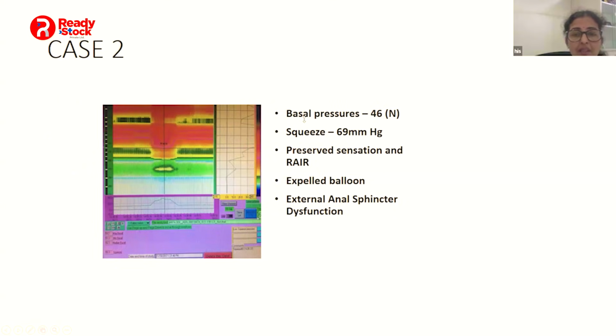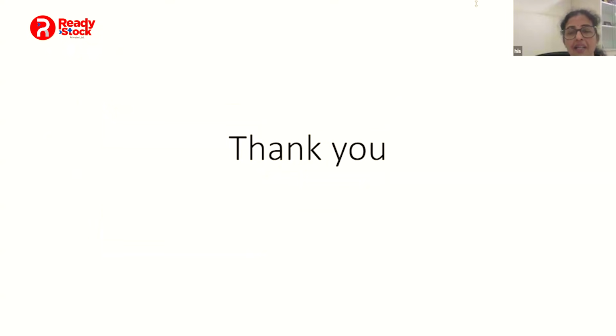If you look at this, basal pressure is about 46, squeeze pressure about 69. All the others are normal, including a normal balloon expulsion. This squeeze pressure may help her to maintain continence of solid stools, but once stools are semi-solid or liquid, there is bound to be incontinence. So this is a diagnosis of anal sphincter hypocontractility. These are the only things I have at this point of time. If there are any other doubts with respect to ARM, I'm happy to answer.